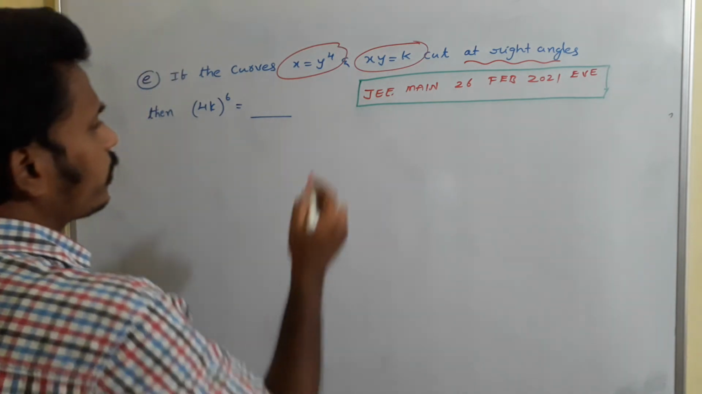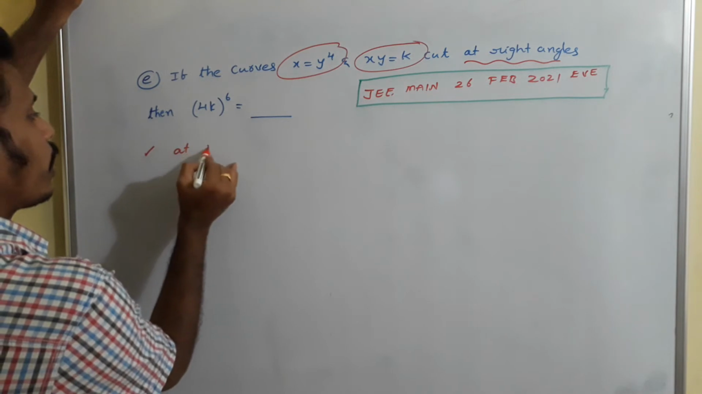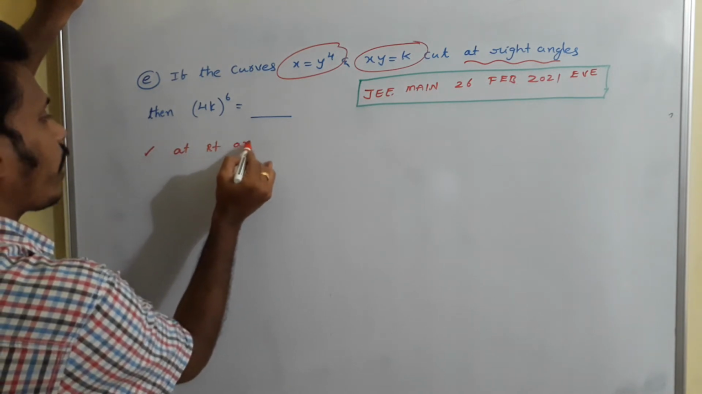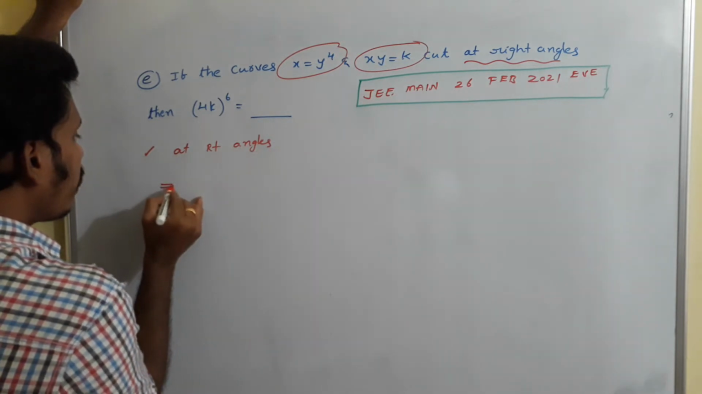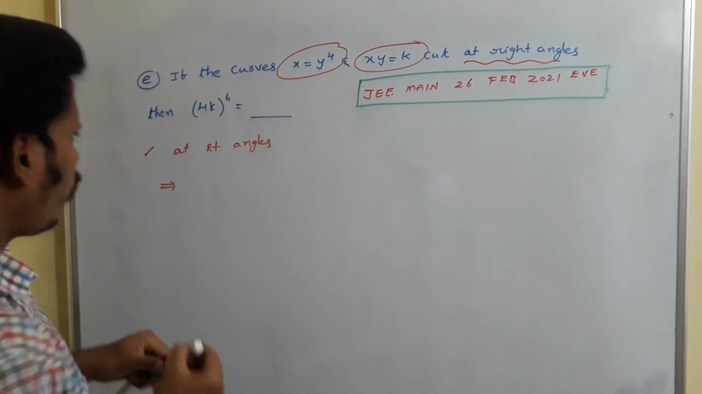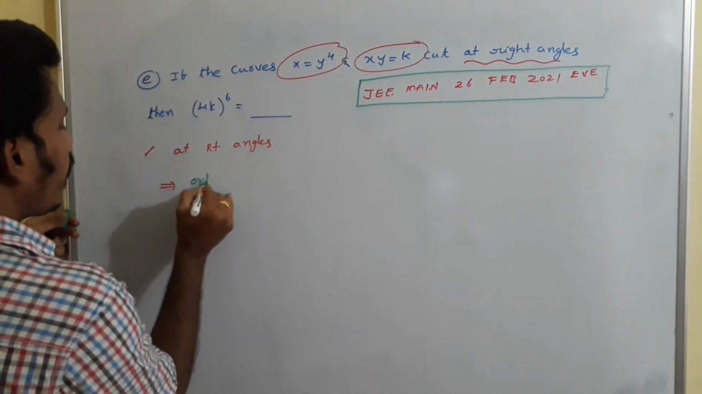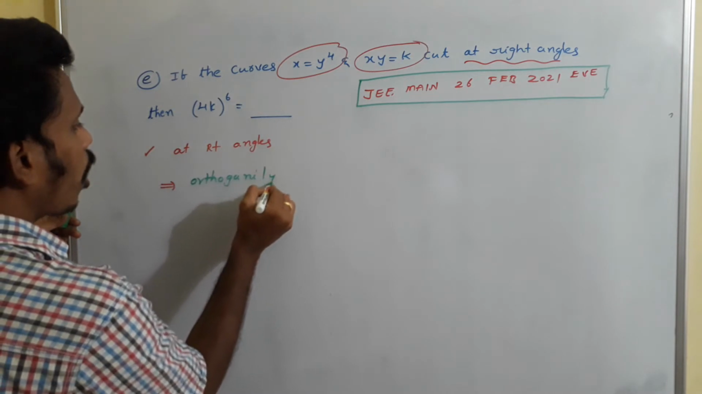Right. See, you know that since the curves intersect at right angles, as they mention, which in turn represents orthogonality. Is it right? We know it. And already in our regular class, we learned many problems on orthogonality.